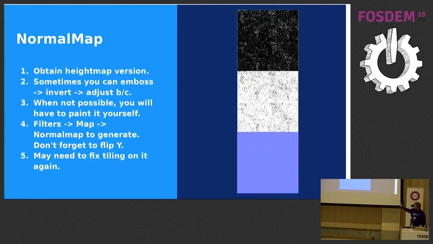I explained here how to create normal maps. I will do it a bit quick. Usually, if you want to make normal maps, you have to start from what's called a height map. You can see there in the middle, this is a height map. It shows what is white is above and what is black is below.